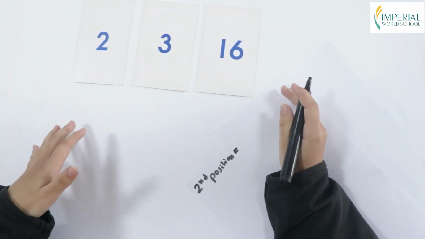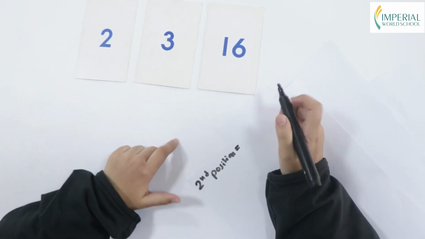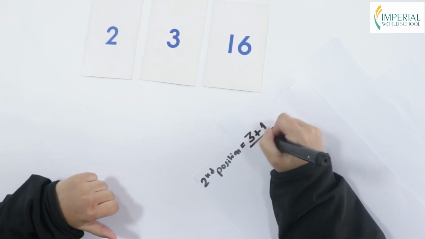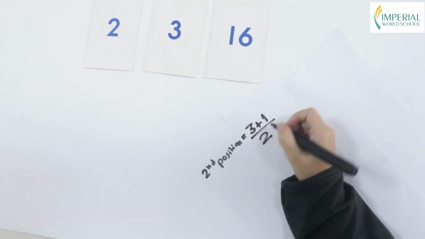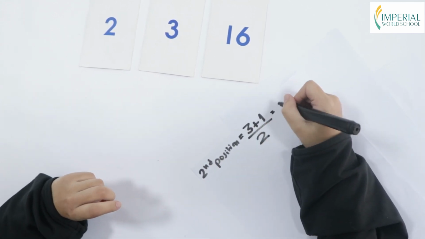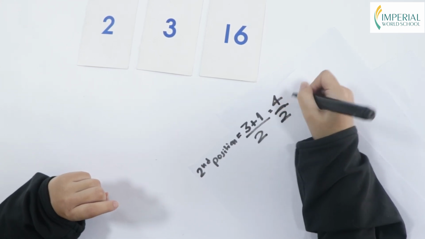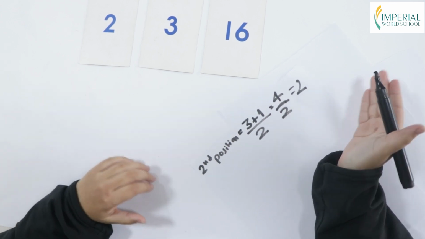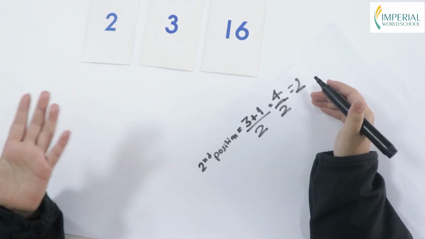So how many terms are there? 1, 2, 3. So we can write it as 3 plus 1 divided by 2, which is 4 by 2, which is 2. And this is the second position. So we can take it as 3. So our median of this data is 3.